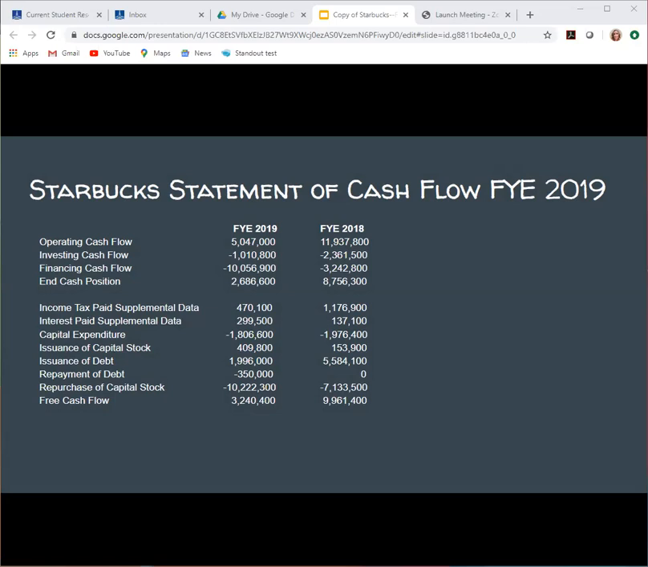While a comparison of Starbucks fiscal year end 2018 with fiscal year end 2019 shows a large drop in free cash flow, comparison of a longer period of time shows that Starbucks' free cash flow is growing steadily.